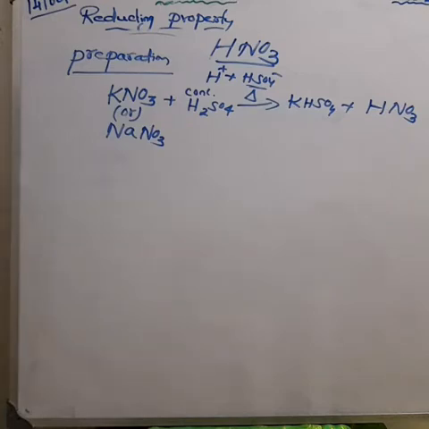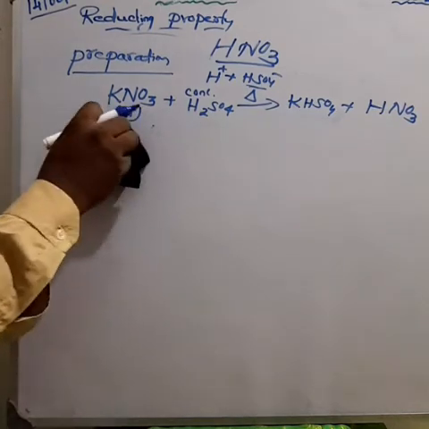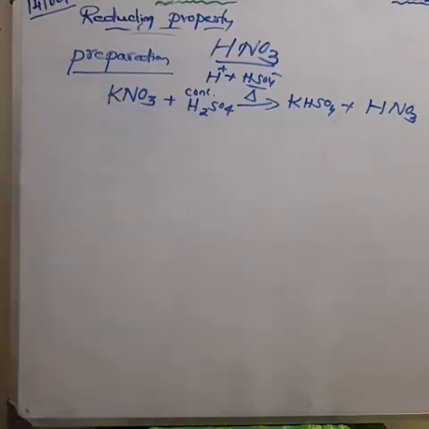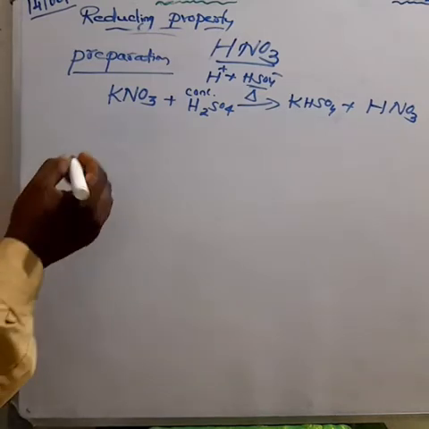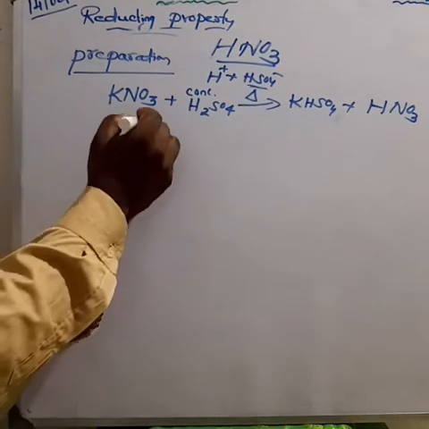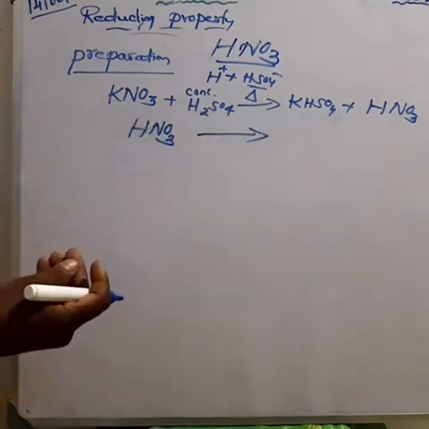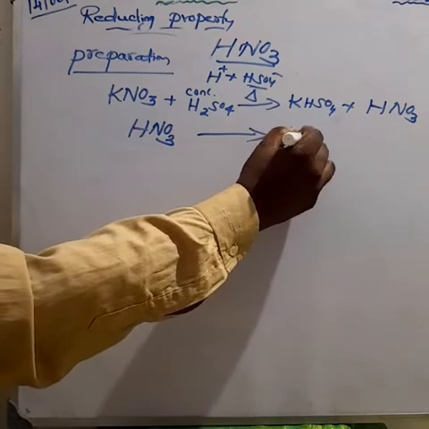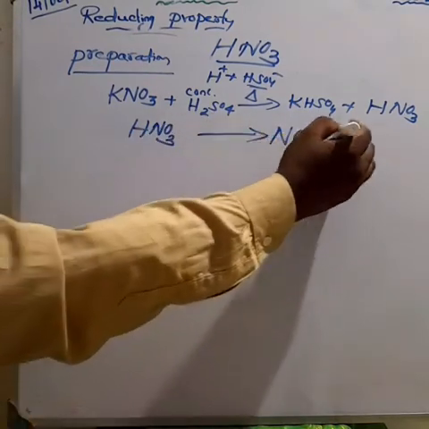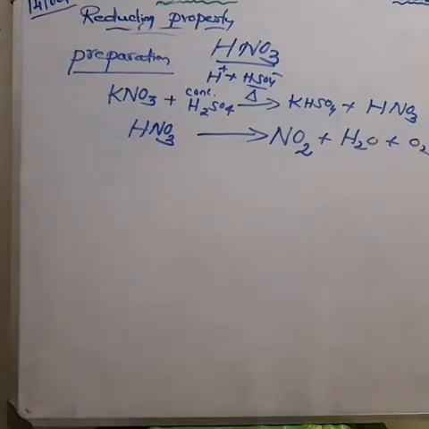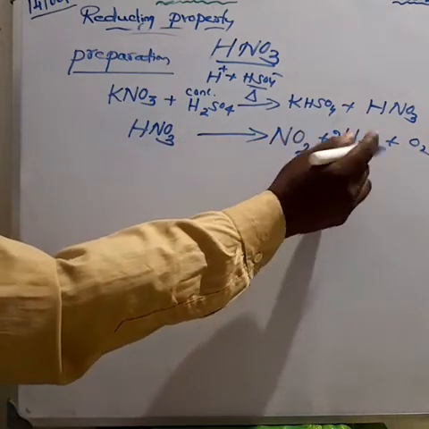Here, one important point: the temperature is kept low to avoid the decomposition of nitric acid. Sometimes the decomposition takes place. For example, nitric acid HNO3 is decomposed into NO2 plus water plus oxygen. We have to balance the equation here. The reactants had water molecules, so make it 2 here.